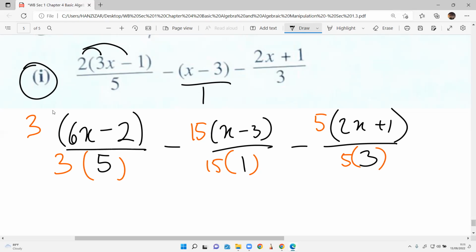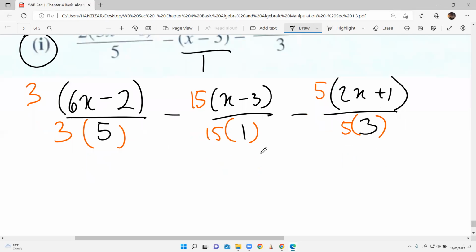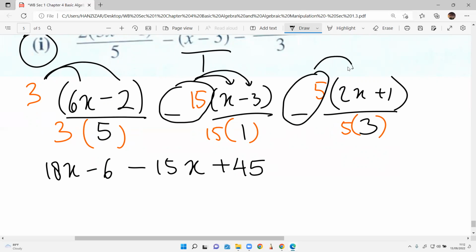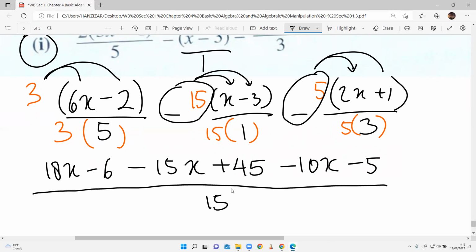Okay, done. So how to do this? Just easily multiply, right? 18x minus 6. Okay, and then look at this. You have to be very careful. Negative 15 times x, negative 15x. Negative 15 times negative 3, positive 45. And the negative belongs to the 5 also: negative 10x minus 5, right? Over 15.